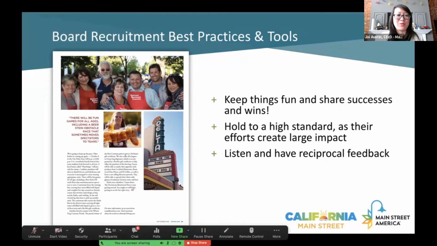And then, of course, again, brag about all the different things and activities and programs and keep things fun. Make sure that you're always celebrating those successes and those wins. So this is just a nice little example that I saw there, that they were bragging about upcoming events and activities and different things that are going on, and just really keeping people engaged. You want to keep them fun and share those successes, no matter how small.